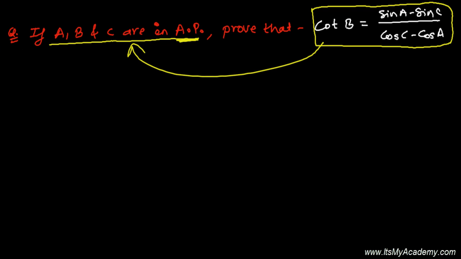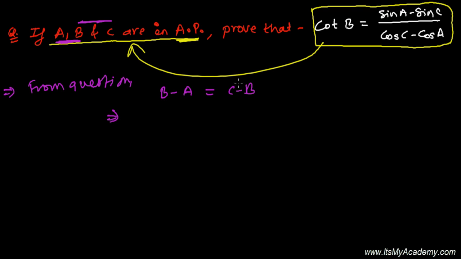You know already that whenever any number of terms are in AP, the common difference, I mean the difference of consecutive terms, is always constant. That means the difference of A and B and the difference of B and C must be the same. From the question we get that B minus A is equal to C minus B.